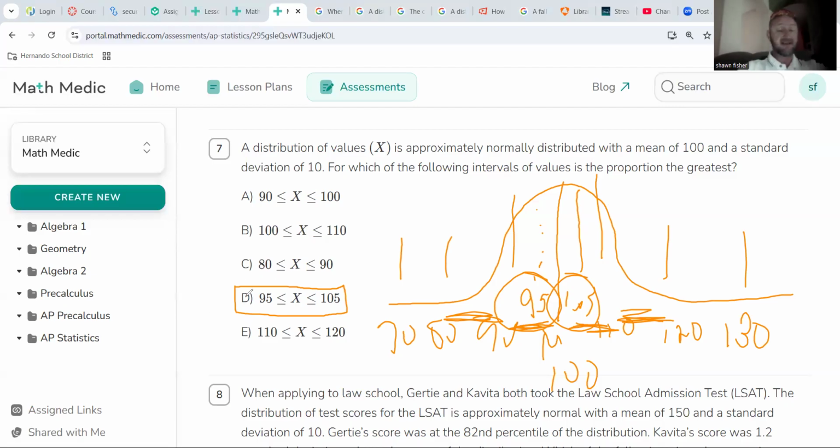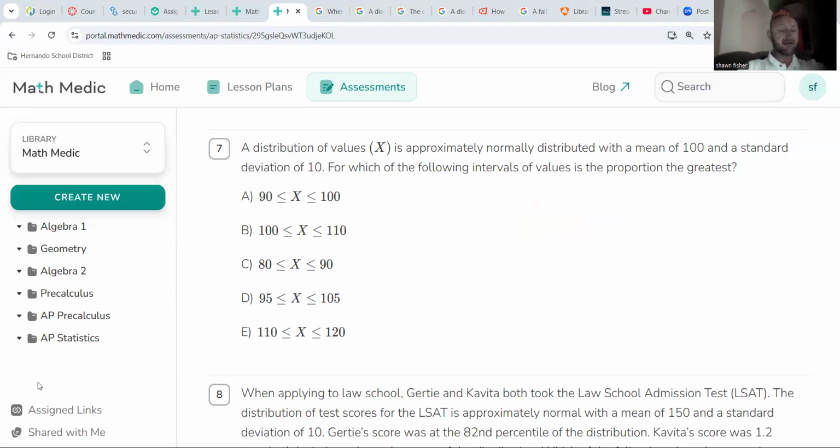Number 7, yes, that's D. All right, let me clear this out. Let's go on to number 8.